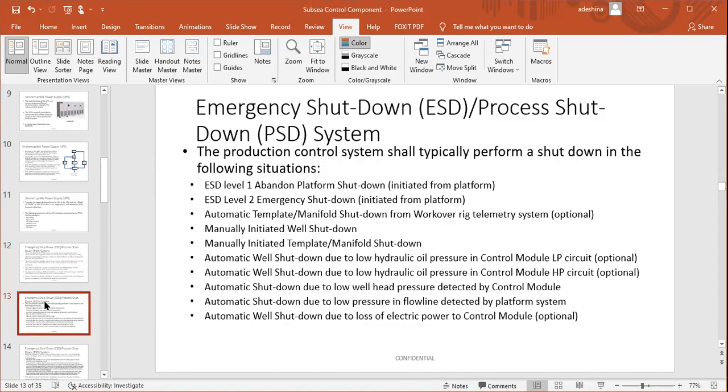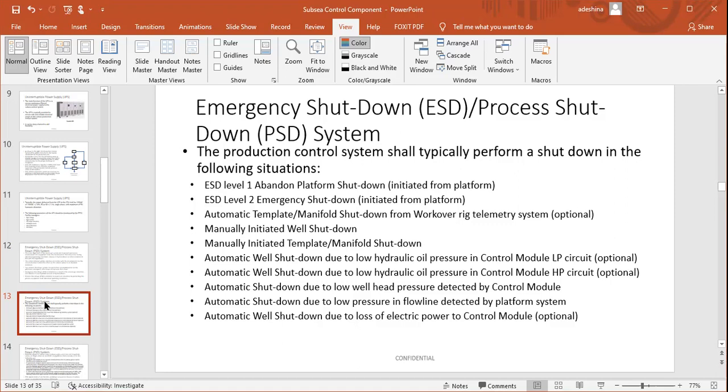So, what is a typical sequence of a shutdown? So we have the level one and level two. Level one, which is abandoned platform shutdown. This is initiated by the operator on the platform. Then we have level two, which is emergency shutdown, also initiated from the platform. Then we have a template manifold shutdown from a workover rig telemetry system. We have manual initiated shutdown.